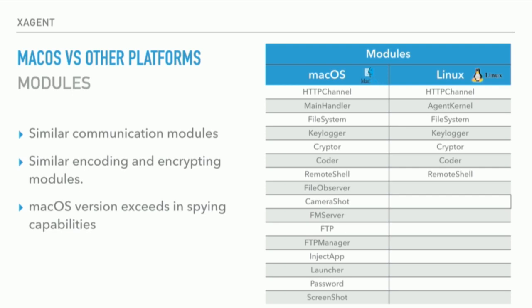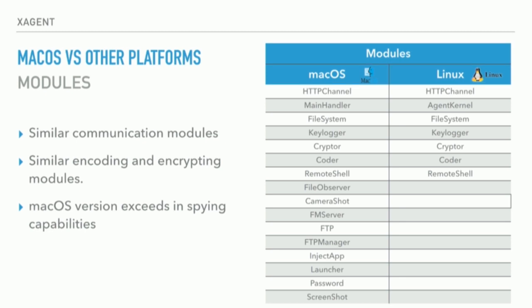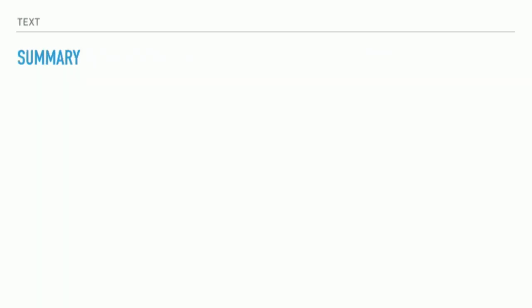But if we compare the spying modules between Mac and Linux, we can see that there are a few that are common, like the HTTP channel, the encryption module, and the encoding module, but the Mac version has way more spying modules than all the other platforms.